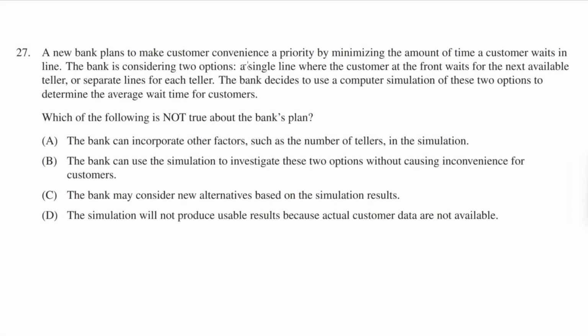A new bank plans to make customer convenience a priority by minimizing the amount of time a customer waits in line. The bank is considering two options: a single line, where the customer at the front waits for the next available teller, or separate lines for each teller. The bank decides to use a computer simulation of these two options to determine the average wait time for the customers. Which of the following is not true about the bank's plan?